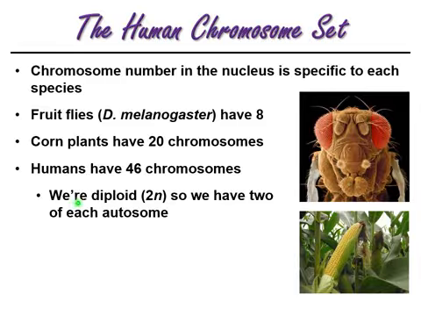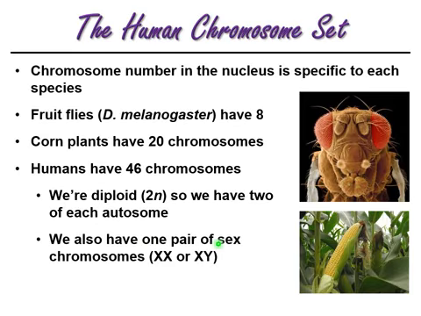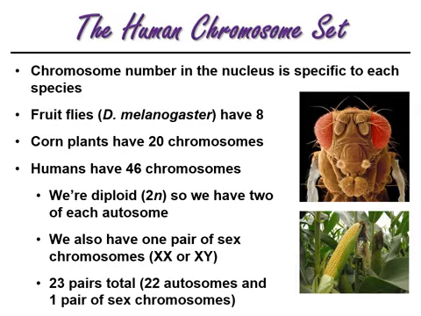So since we're talking about humans having 46 chromosomes, let's refresh, right? So we are diploid. Diploid means we have 2 sets of each chromosome, or 2 copies, I should say, of each chromosome, same thing. And so we have 2 of each autosome. Those are the numbered chromosomes. And then we also have 1 pair of sex chromosomes. So we have 2 sex chromosomes, right? And so wild type would be XX female, XY male. And so that makes it 23 pairs total, 22 autosome pairs and 1 pair of sex chromosomes.